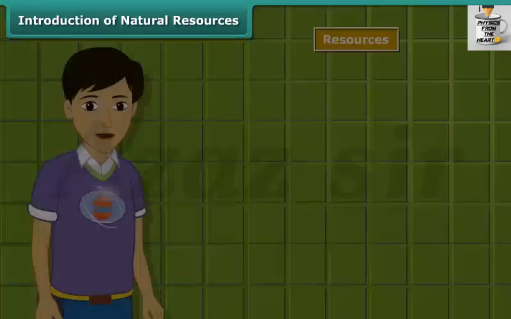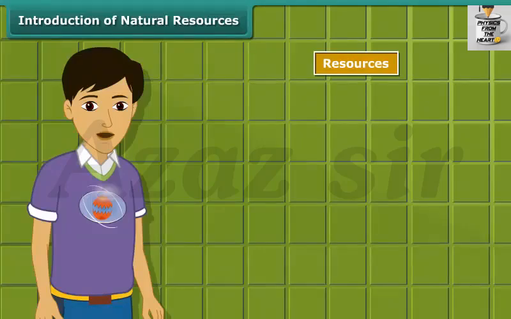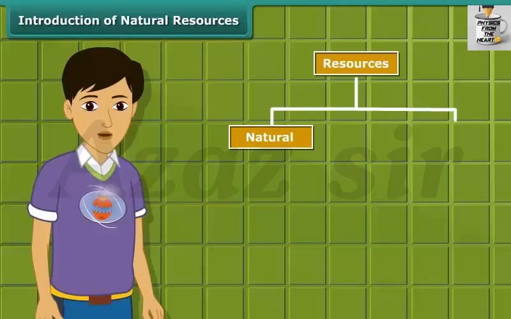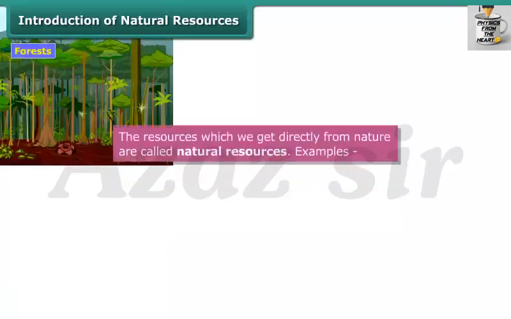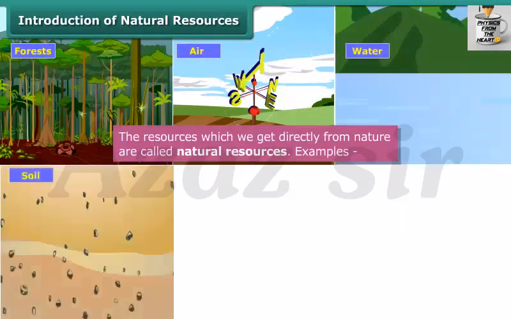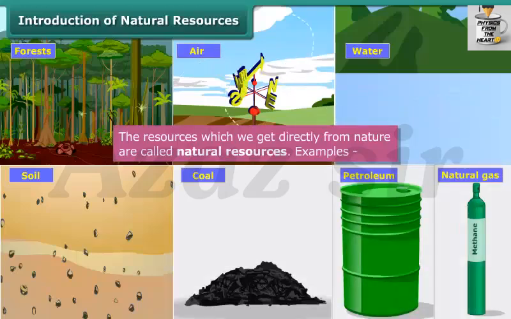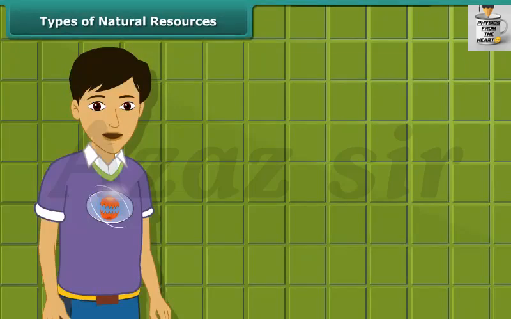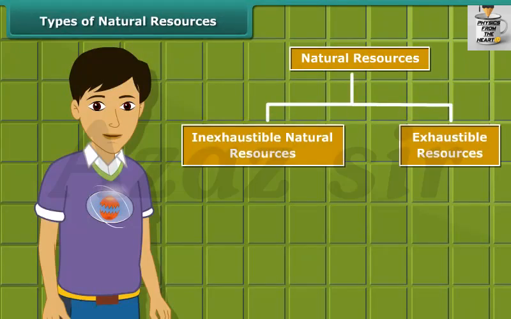You know, resources are of two types, natural and man-made. Natural resources such as forests, air, water, soil, coal, petroleum and natural gas are directly obtained from nature. Natural resources can be broadly classified into two categories: inexhaustible natural resources and exhaustible resources.